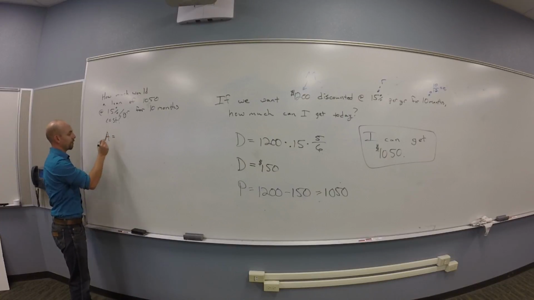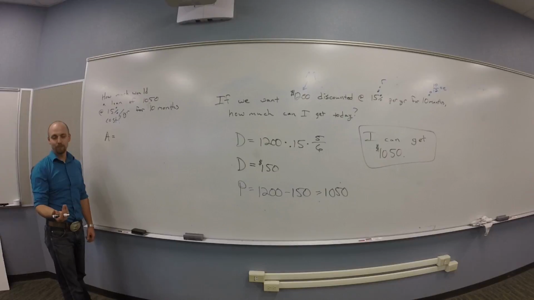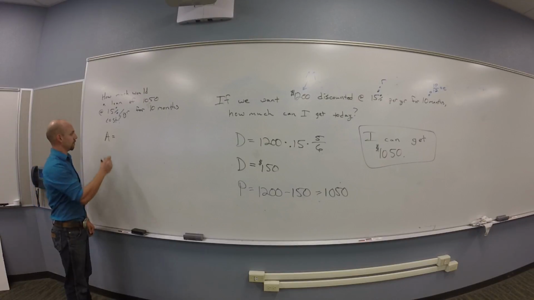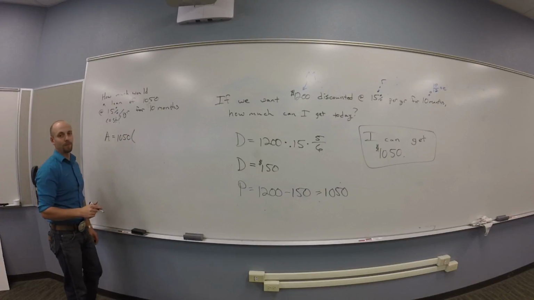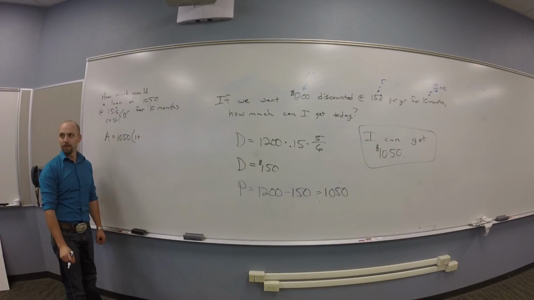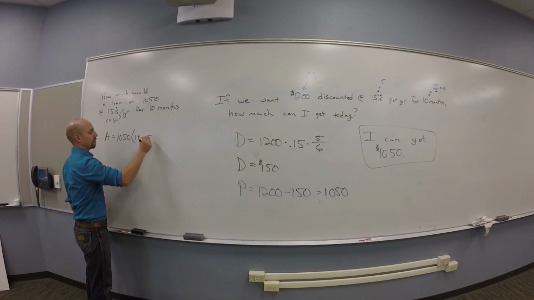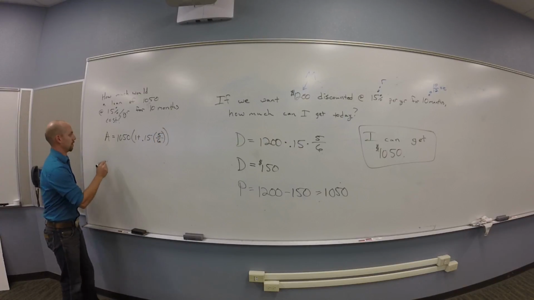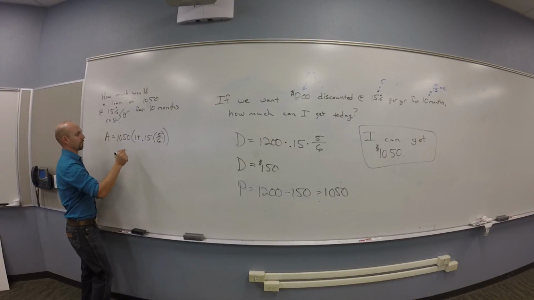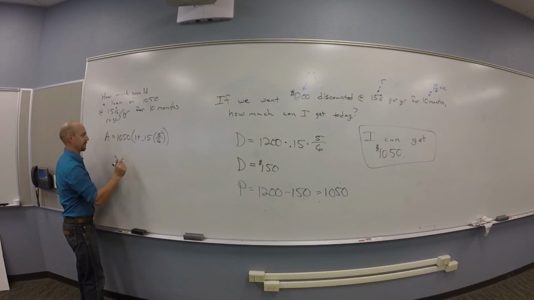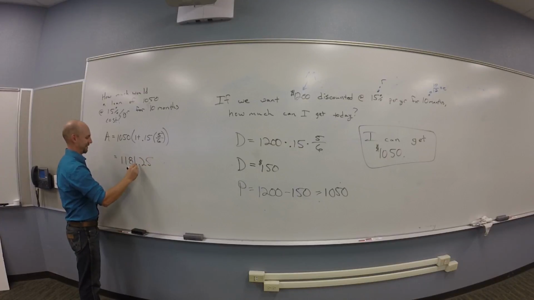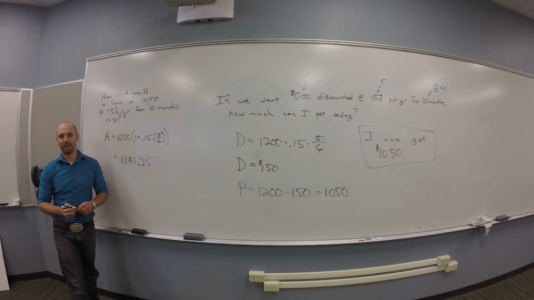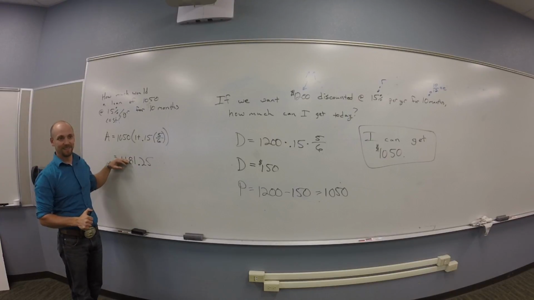So that's an easy one too, because I'm just trying to calculate A, right? So what's P? 1,050. And then I'm going to multiply by 1 plus 0.15 times 10/12. That's the interest. In the parentheses is 1.125. Comes out to 1,181.25. So it'd be better for you to do this, wouldn't it? Yeah. So it would be better for me.